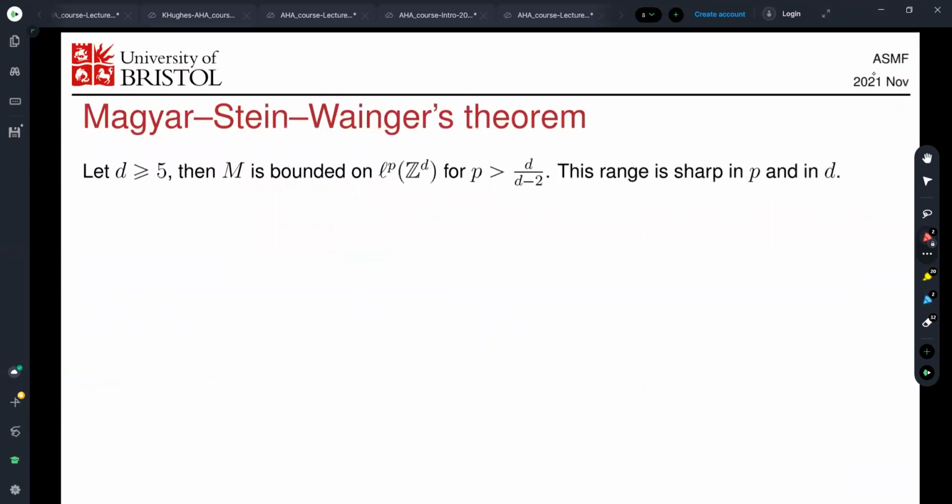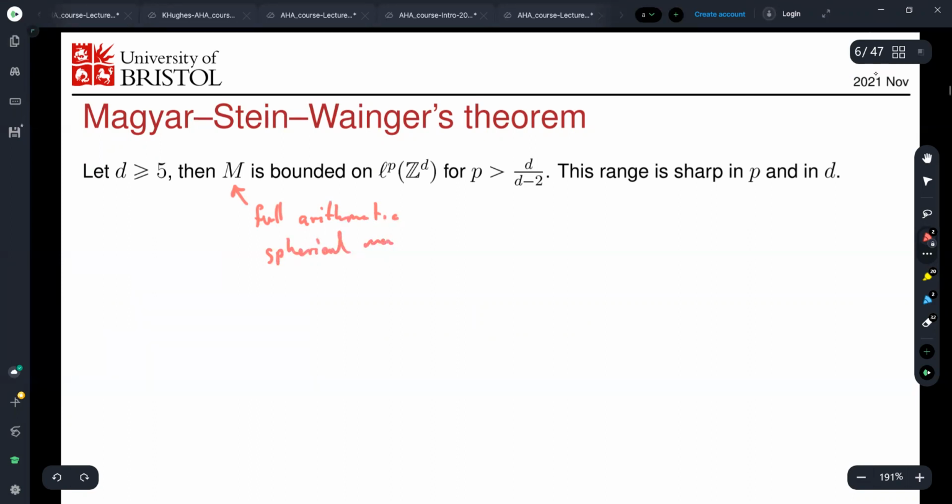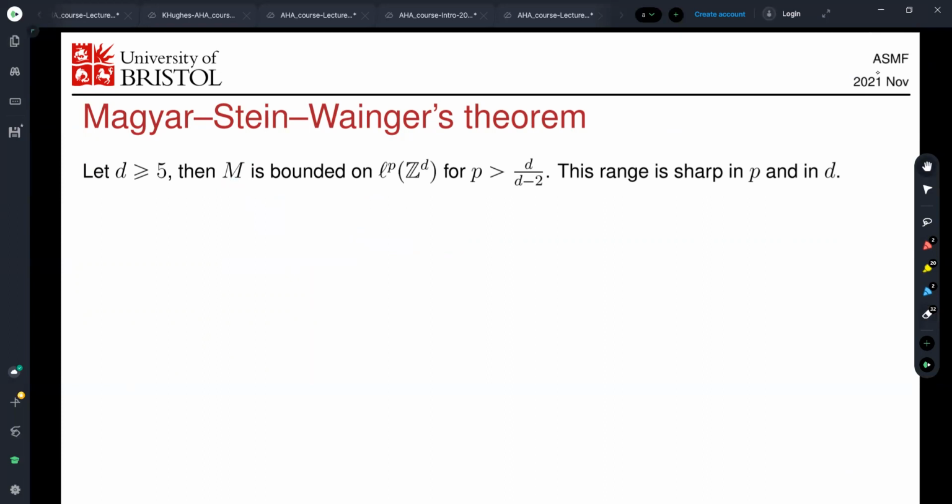But before getting to anything like that, let's state what the main goal is. Our main goal is actually to prove the Magyar-Stein-Wainger theorem, which says that the full arithmetic spherical maximal function is bounded on L^p for that same range of p that was in Magyar's theorem and the same range of dimension. So d is greater than or equal to 5 and p is greater than d over d minus 2. This range is actually sharp in p and d. And I will show you why it fails whenever d is less than or equal to 4, or p is less than or equal to d over d minus 2.